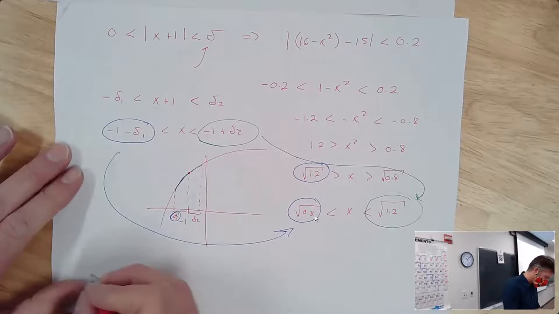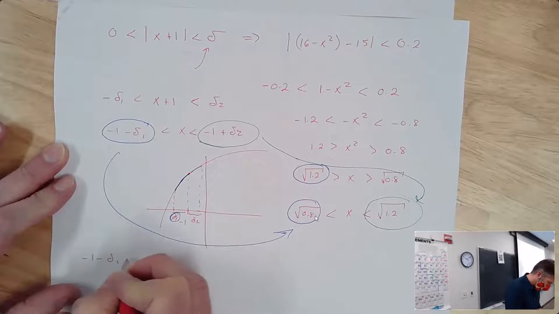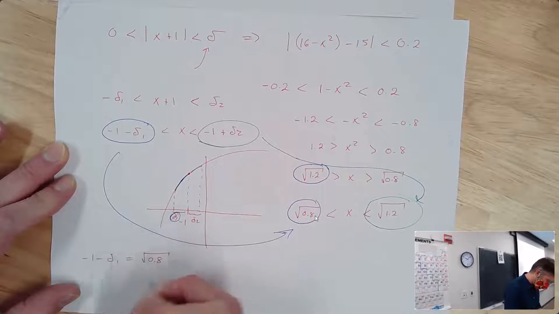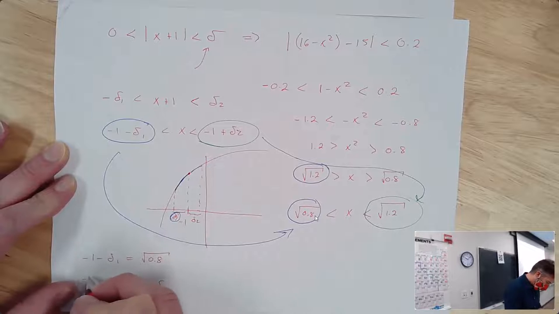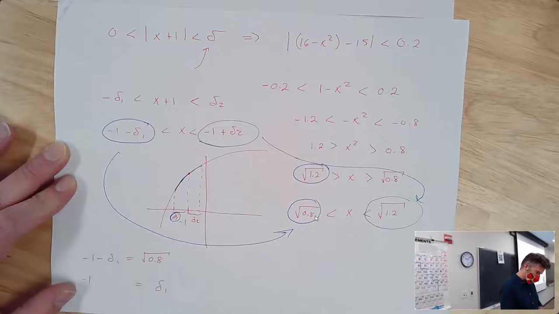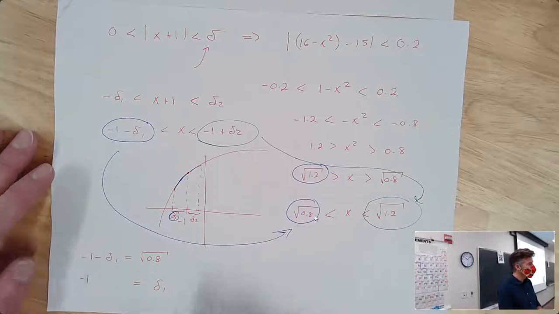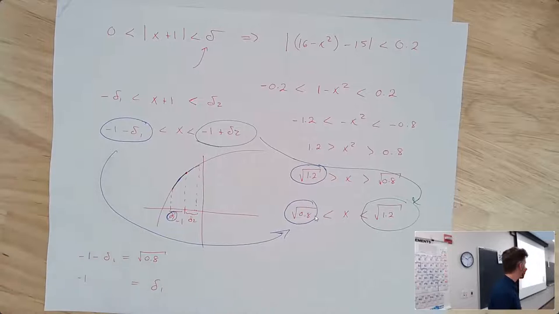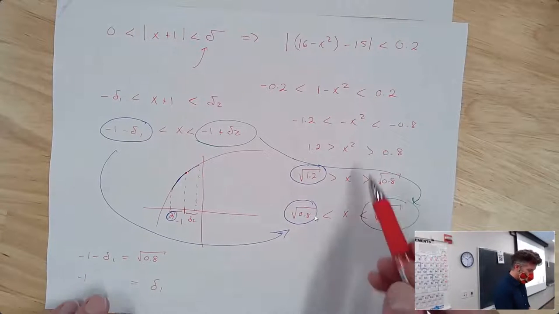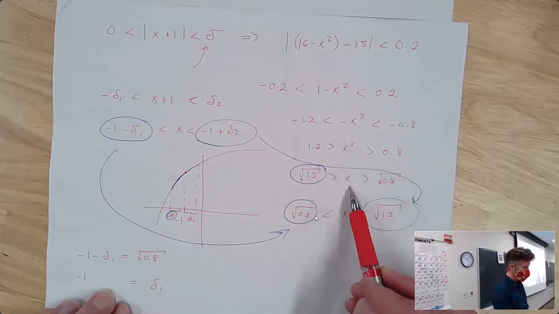All right, so negative 1 minus delta 1 equals the square root of 0.8. That's going to give me delta 1 equals negative 1. That seems like a problem. Seems like a real problem. Seems like I made a mistake somewhere. Oh, I did make a mistake somewhere. So I made a mistake that's easy to make, right here, when I went from this step to this step.